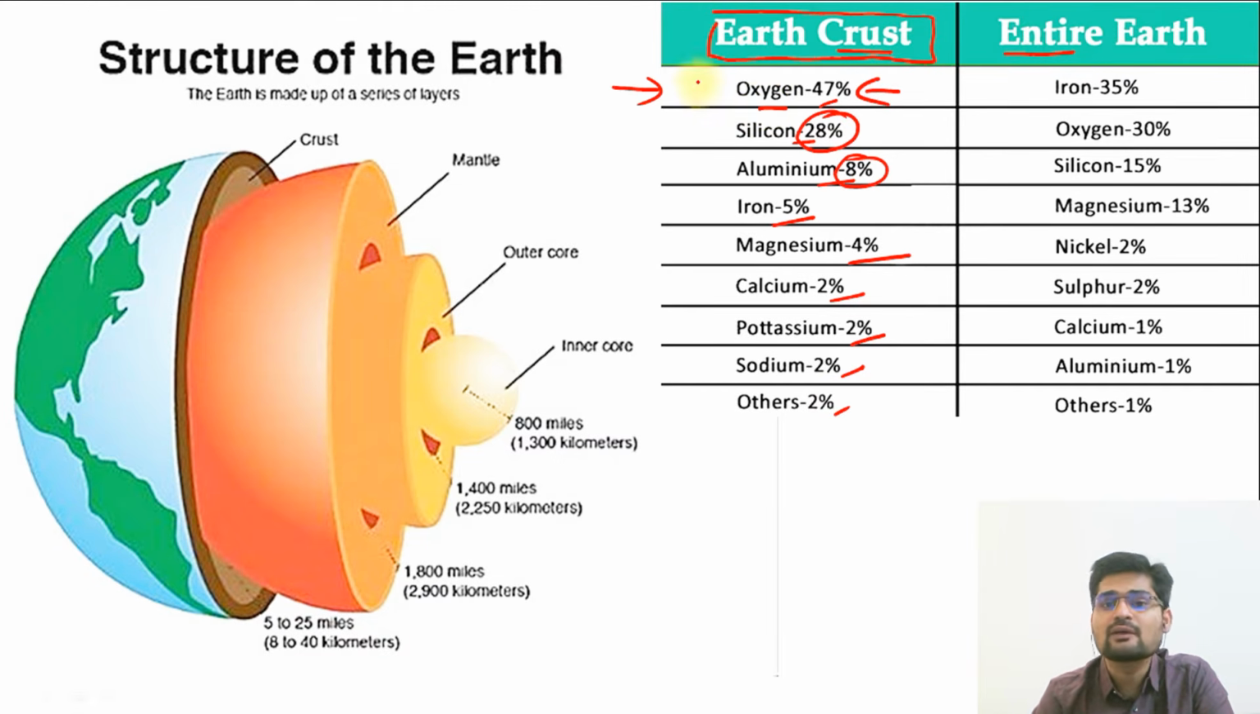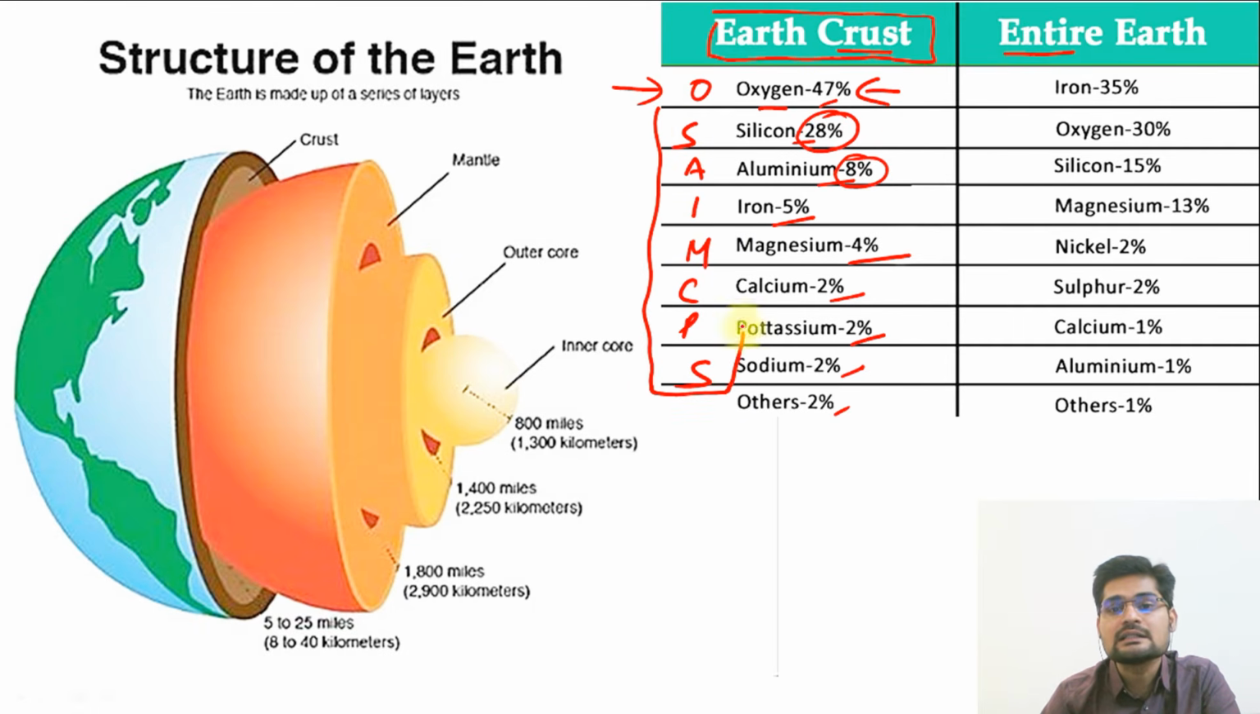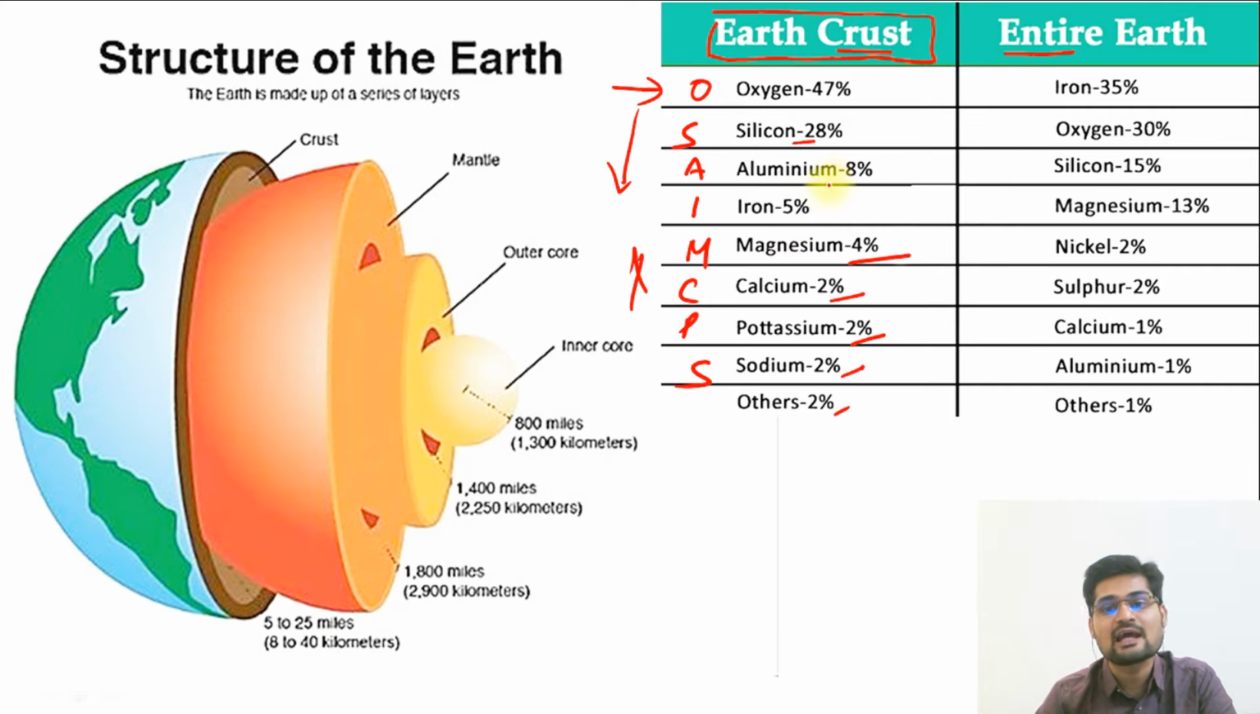If you want to remember, you can take a shortcut as well. You can make a simple short form like this: OSAIMCPS. If you want to create some word related to this, you can do it yourself, which you can remember easily in terms of descending order or maybe ascending order. So maximum presence is of oxygen, and then in the crust we have silicon and then aluminium and iron.